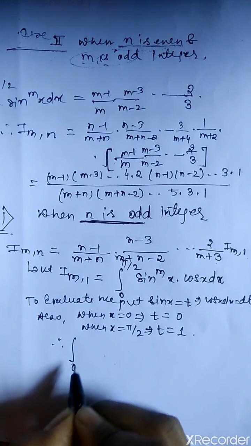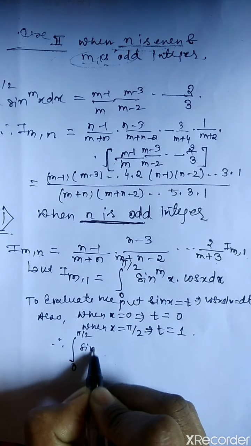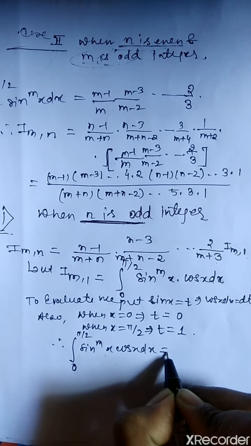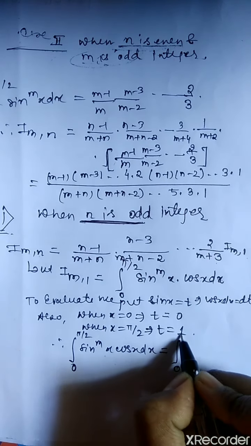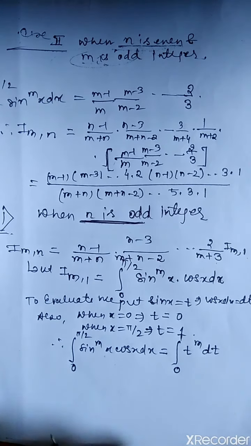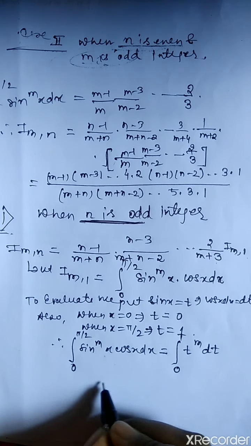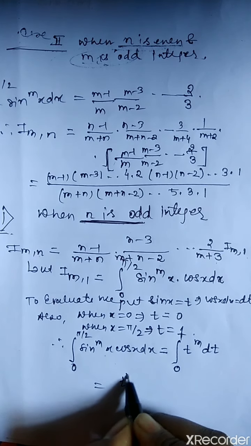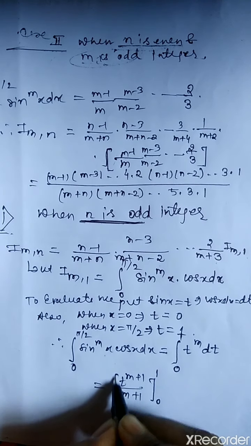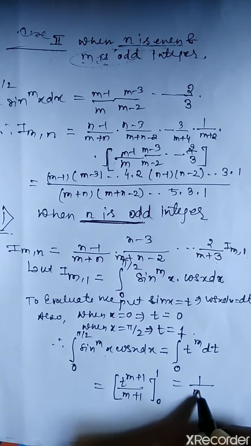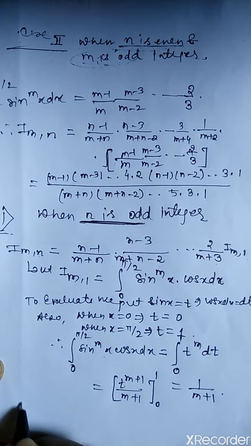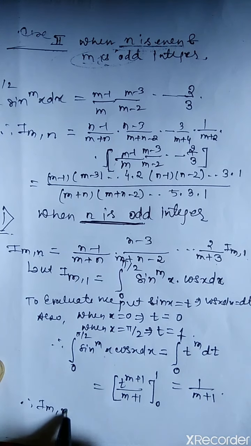Therefore, integration over 0 to pi by 2 of sin mx cos x dx equals what? So integration over 0 to 1 of t to the power m dt. So this is equal to what? t to the power m plus 1 by m plus 1, from 0 to 1. And this has the value 1 by m plus 1. That is a definite value. So therefore, I_m,n.